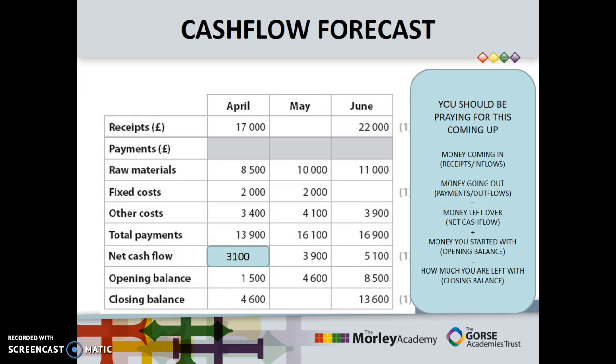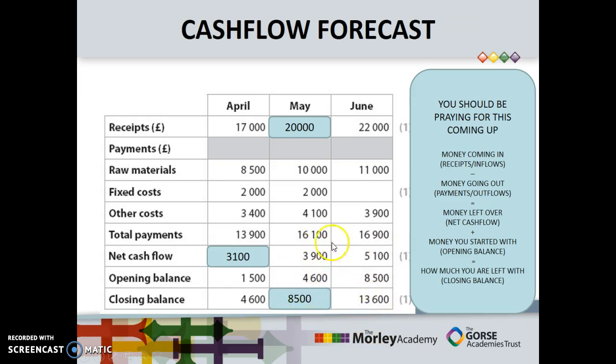So our answers are: first one, net cash flow 3,100, 17,000 take away 13,900. Our receipts, now this was where you needed to add total payments and net cash flow together, and that would have got you the 20,000. And then the closing balance is our opening balance plus net cash flow. And if you'd looked at the June column, you might have been able to see the relationship between 8,500 and 5,100. So these two figures down here, those two together added towards that one.